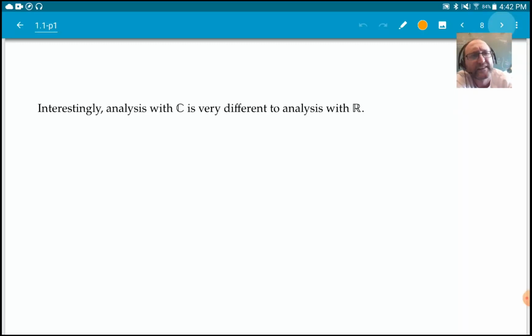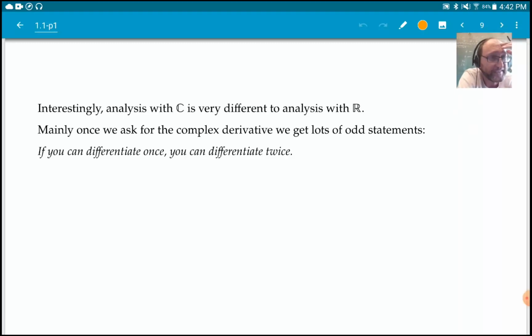Now, interestingly, the analysis with complex numbers is quite different from analysis with the real numbers. The main difference is that in complex analysis, basically, we look at what happens when you ask for the complex derivative, and you'll see more of what that means. And interestingly, you get all sorts of weird statements. So, for example, a couple of examples. If you can differentiate once, if you have a function that's once differentiable, you can differentiate twice, right? Why should that be true?